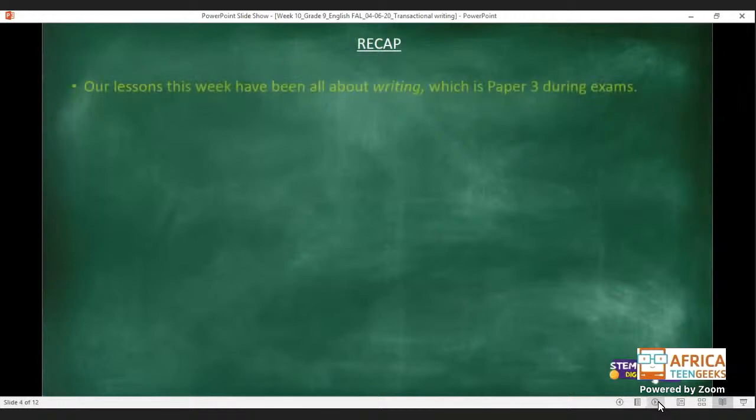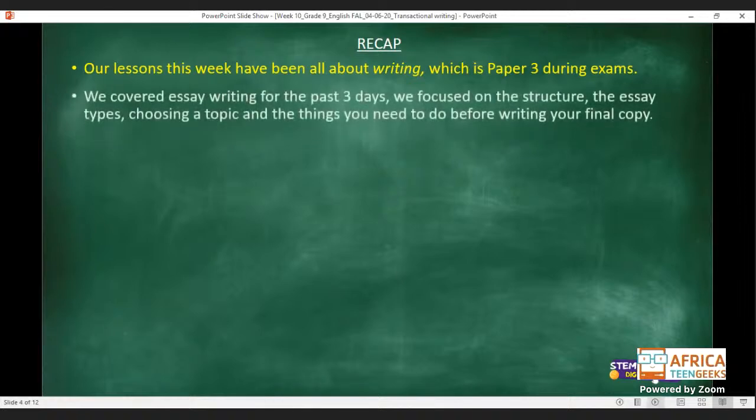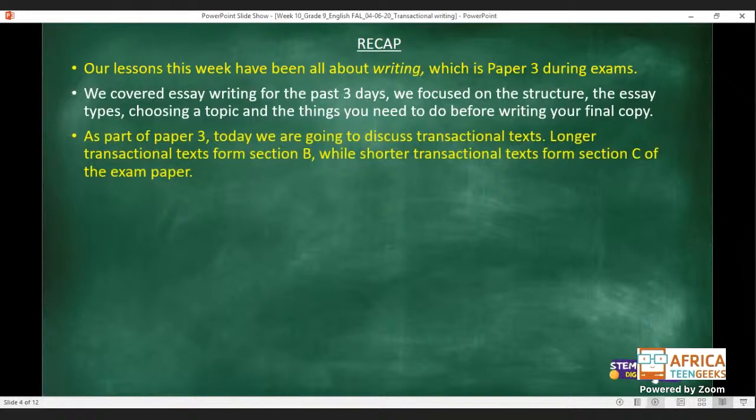And just a quick recap, I believe that in the past couple of weeks, you've looked at writing, which is paper 3 during the exams. And you've covered in the past 3 days, structure. You've looked at the structure of the essay, the different types of essay, and choosing a topic and things you need to do before writing the final copy. So as part of paper 3, today we're going to look at transactional text, longer transactional text from section B, while shorter transactional text is from section C of the exam paper.